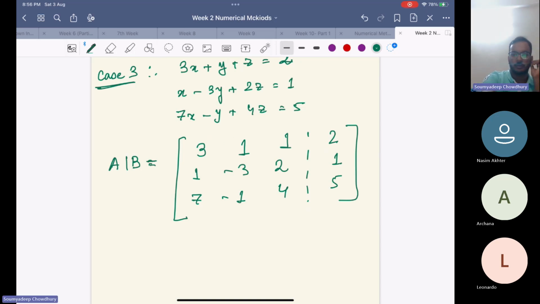Which question are you telling? Oh, 2 not equals to 3.